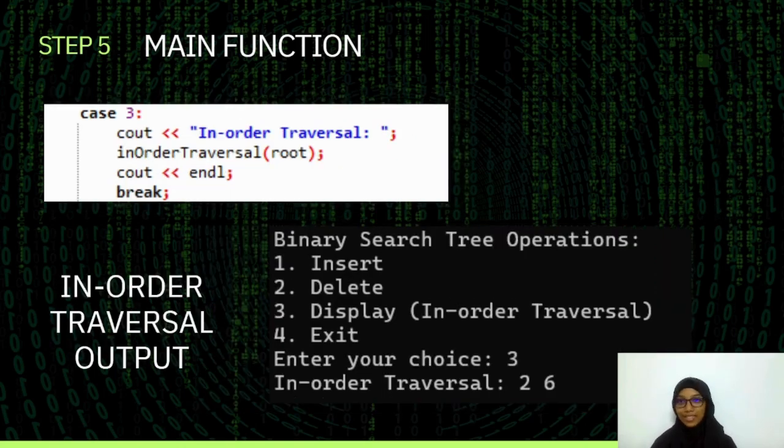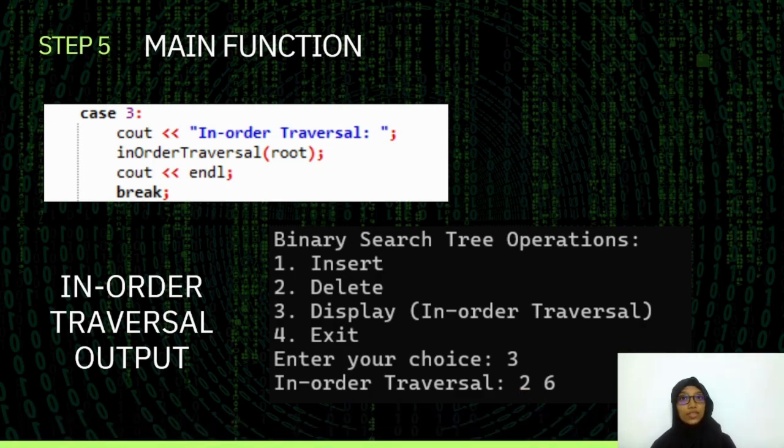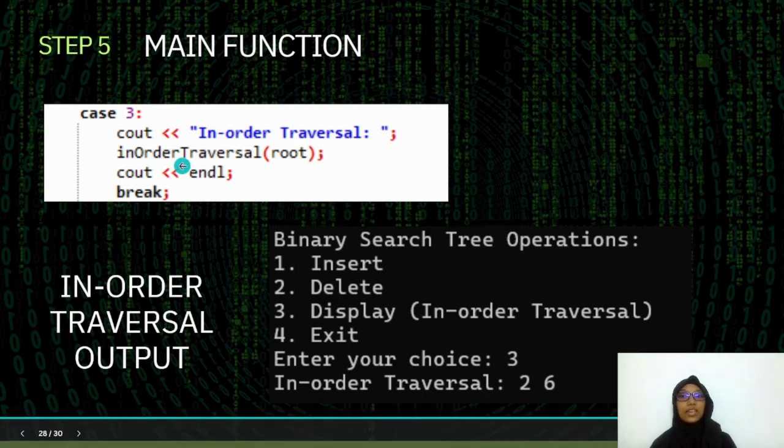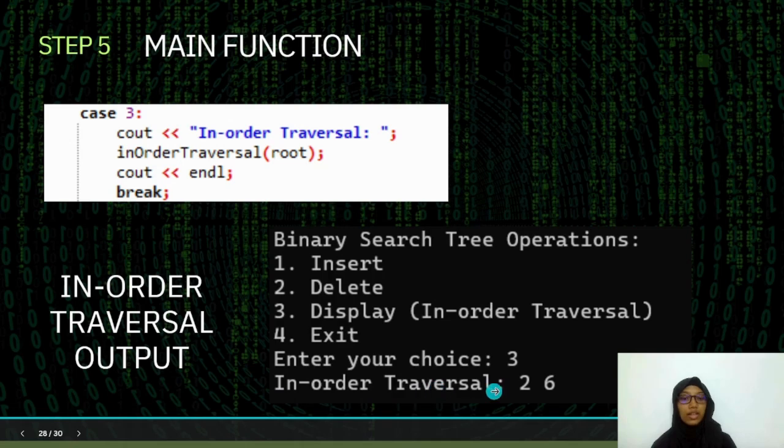For the third case, which is in order traversal. In order traversal, they start with the root. Let's say I insert the 2, 4, 6 just now, right? I insert 2, 4, 6, but 4 I already deleted, and I want to see how many items are there. In order traversal, I choose the third choice, which is display, and in order traversal, they will give this in order, which is 2 and 6 for me.